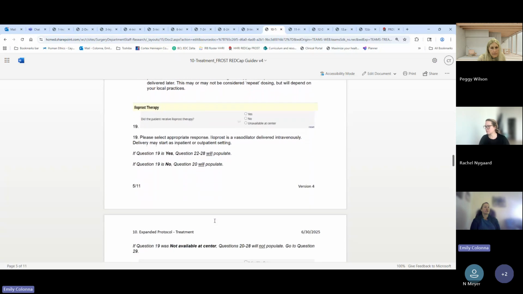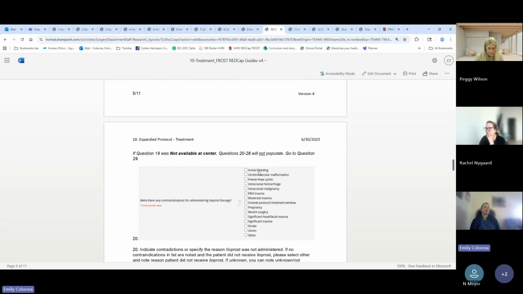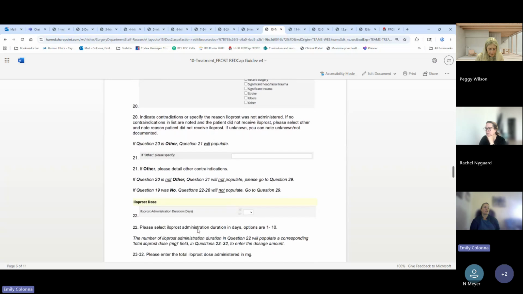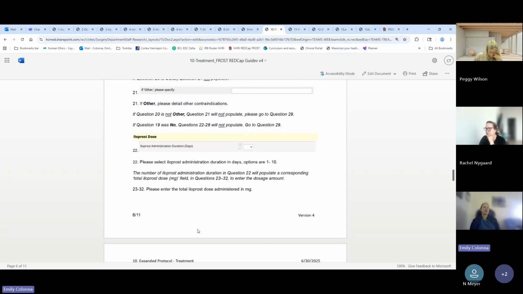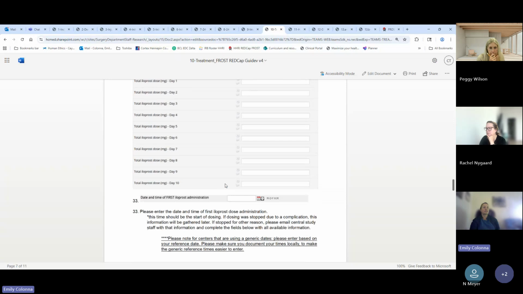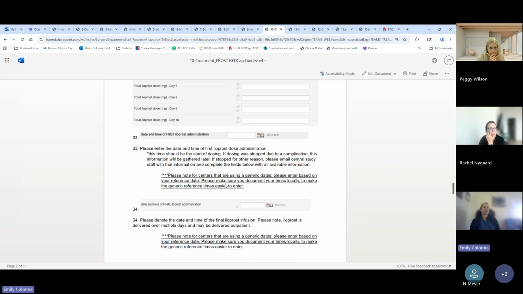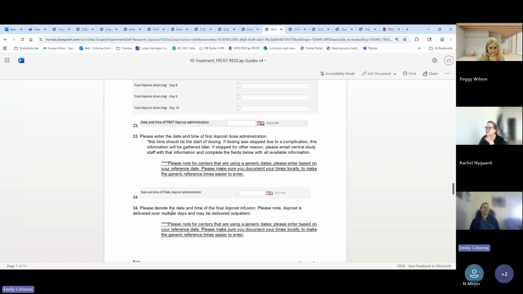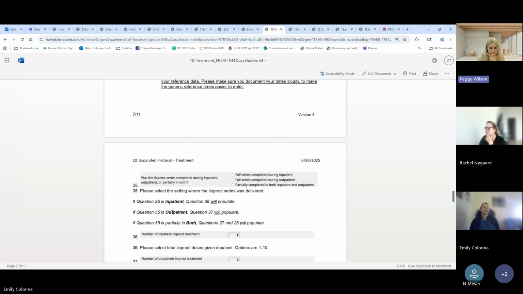And then if you get to use Iloprost this winter, you can enter that information here. And if it's available and you're not going to use it, please indicate if it was for a contraindication. If they do receive Iloprost, please enter how many days, and then for each day, we'd like the total dose, the date and time of the first dose and the date and time of the last dose. Sometimes this drug can be used with a mix of inpatient and outpatient, so that information is gathered here.